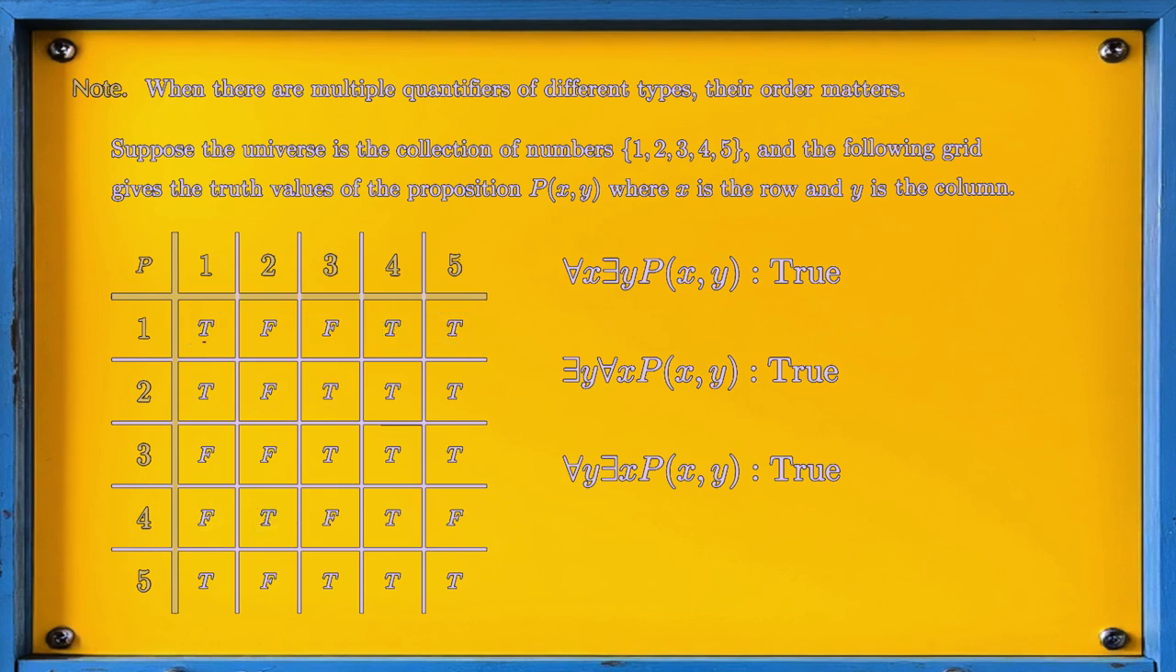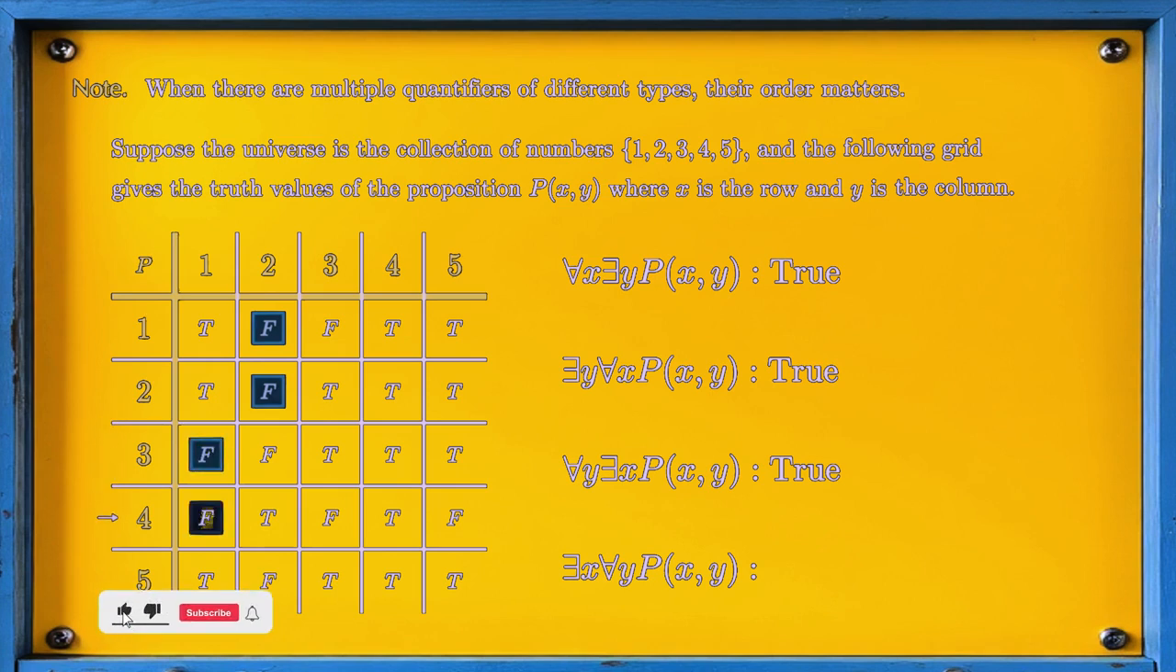Let's switch the order of the quantifiers though to get the proposition there exists x such that for all y, P(x, y). This means there is a row such that every single column in that row is true. Well, if we go row by row, we will see that every single row contains at least one false statement. So there is no row where every single entry is true. Therefore, this proposition, there exists x such that for all y, P(x, y), must be false.